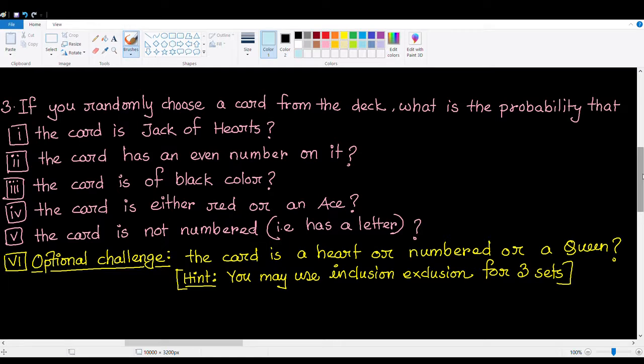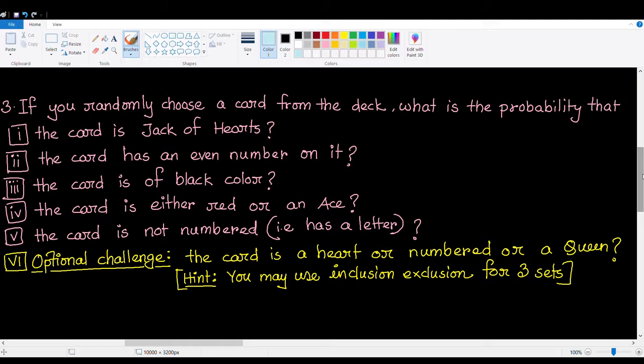As you know, each of the suits will have a jack of its own, so hearts will have only one jack. So the jack of hearts is a unique card among these 52 cards. What would be the probability of choosing the exact card which is the jack of hearts from the deck? That is the question. It's a pretty easy one.